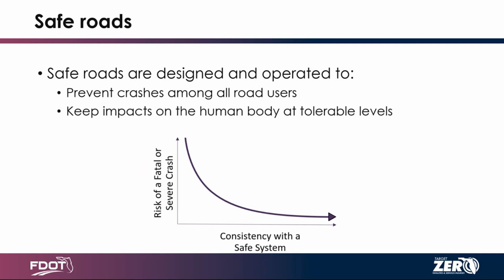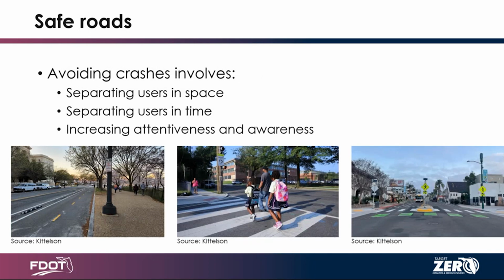Safe roads. So safe roads are designed and operated to prevent crashes among all road users, and if they do occur, to keep impacts on the human body at tolerable levels. So what does avoiding crashes involve? Three things that are really important. And if you've been involved before in conflict point analysis, these first two are really aimed at that: separating users in space, separating users in time, and then increasing attentiveness and awareness.